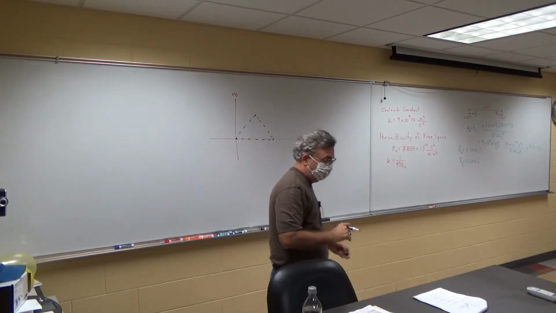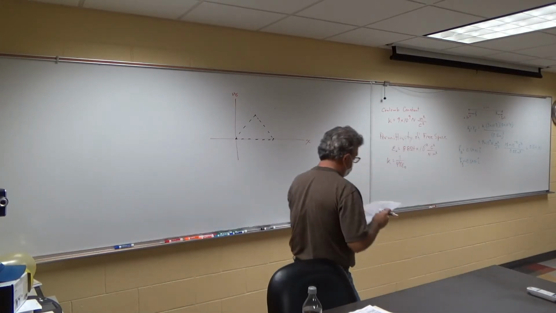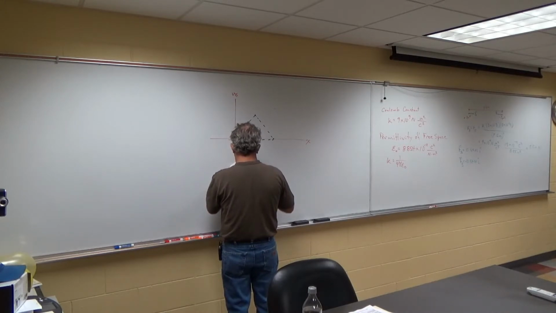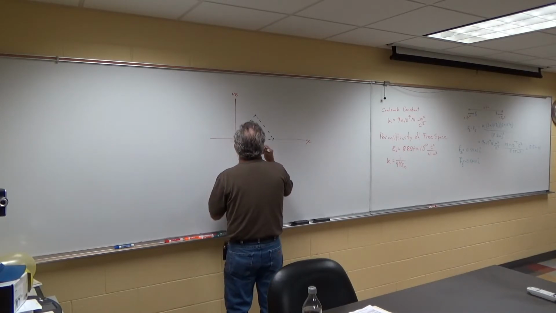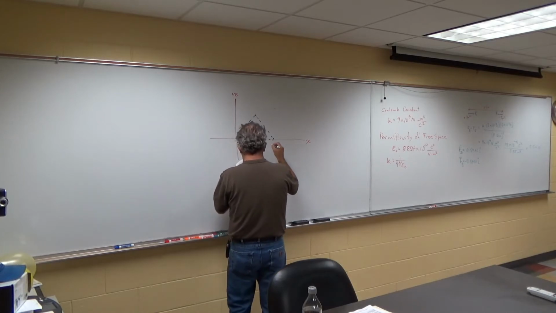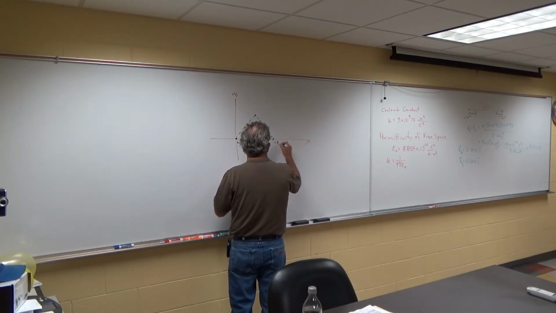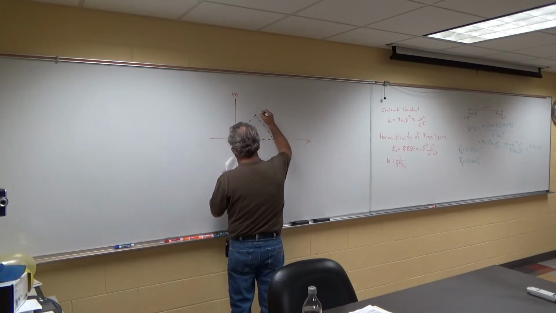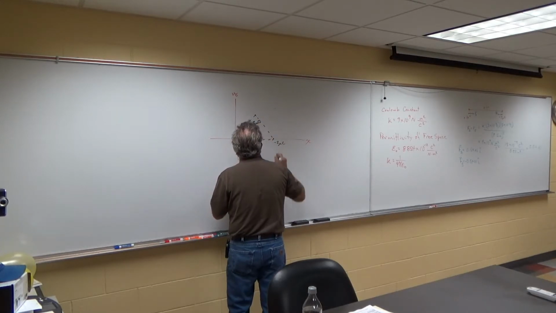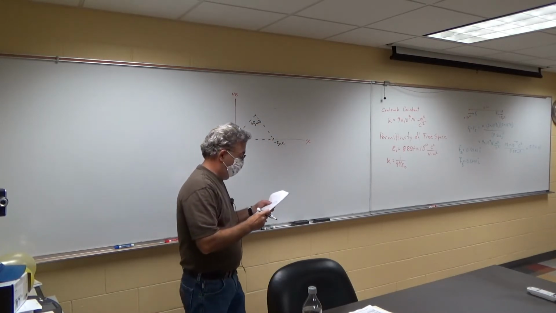I guess I better follow what I got in the notes. Okay. Plus, minus. Okay. So I'm going to make this plus 1 microcoulomb. This will be negative 2 microcoulombs. And this will be plus 2 microcoulombs. Okay.